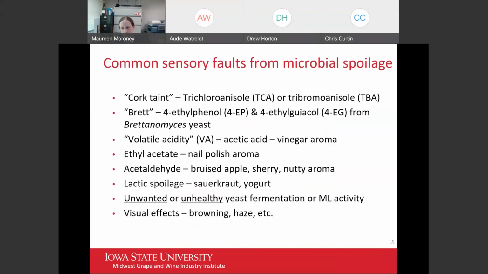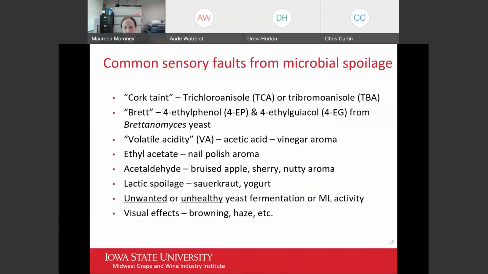But there are many sensory faults that can be caused by wine microbes, including things like cork taint, Brettanomyces, you're going to learn a lot about that, or the Brett sensory character, volatile acidity, which is that vinegar aroma, ethyl acetate, which is the nail polish aroma, acetaldehyde, which is associated with an oxidized characteristic, so like bruised apple or sherry or nutty aromas, lactic spoilage, so that kind of sauerkrauty flavor, also unwanted or unhealthy yeast fermentation or ML bacteria, you know, when good microbes go bad, right? Or even visual effects, so things like browning and haze.